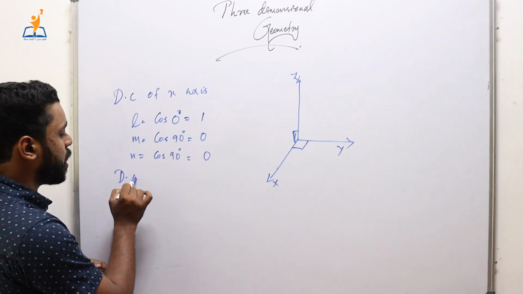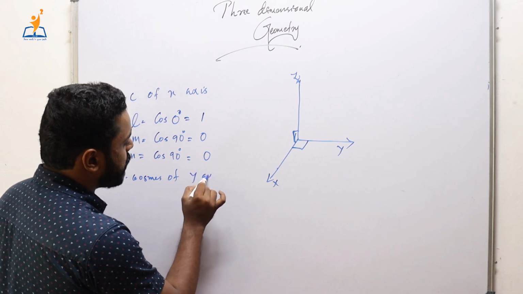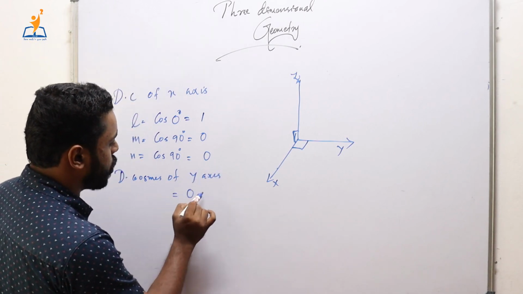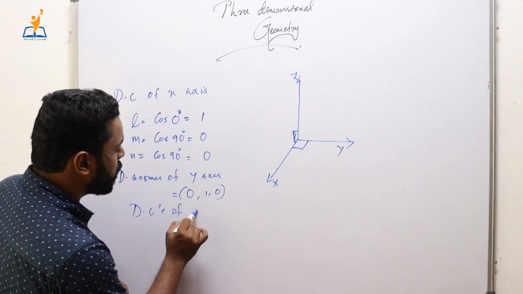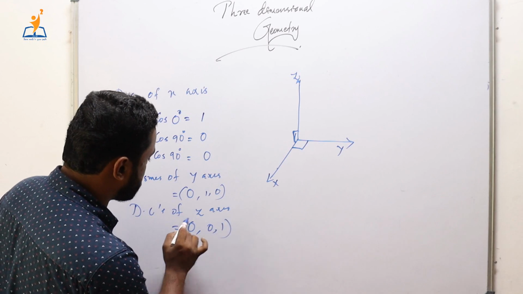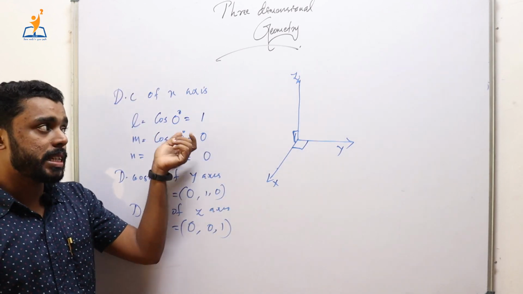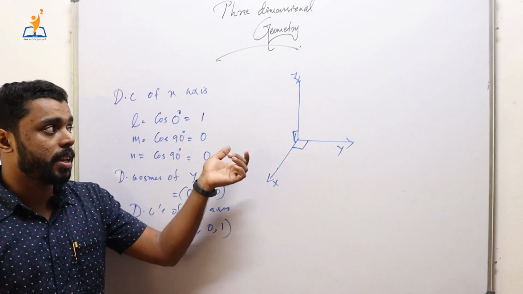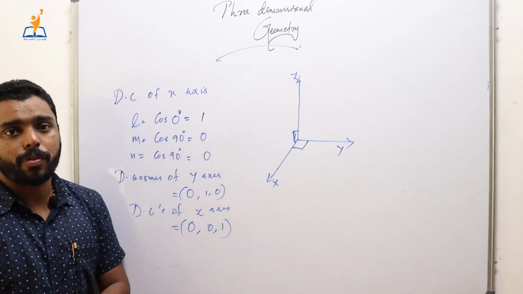Similarly, direction cosines of y-axis is simple, 0, 1, 0, and direction cosines of z-axis is again 0, 0, 1, just like this method. So this is a very simple question, but remember these kinds of questions are frequently asked in competitive exams, so just try to focus on this type of questions.